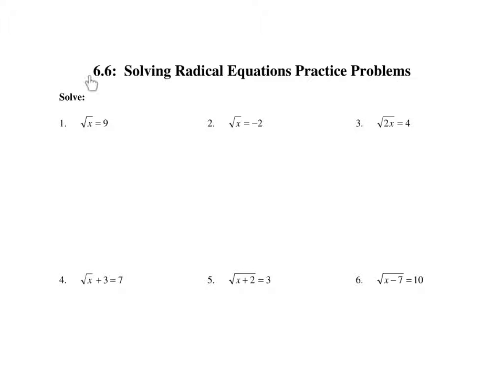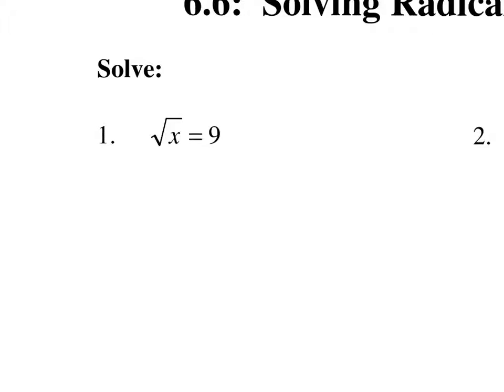This video is just more practice for solving radical equations. To solve a radical equation, we first isolate the radical part and then we square both sides to get rid of the radical. In this first example, the radical is already isolated, so we can square both sides. The square root of x squared is just x.